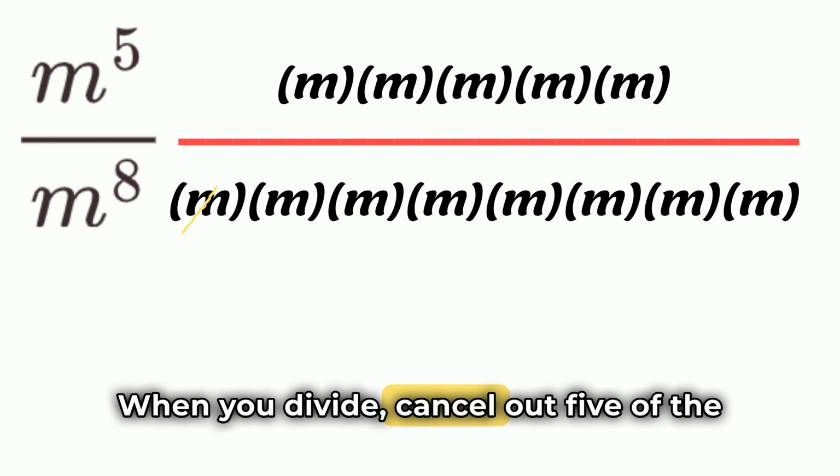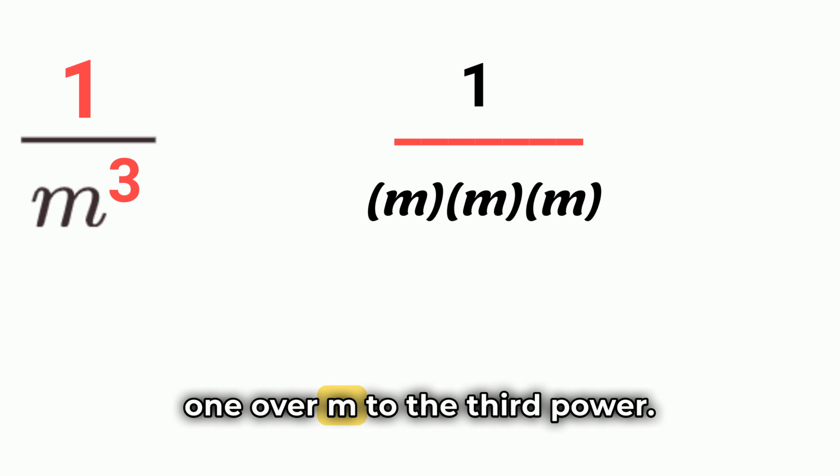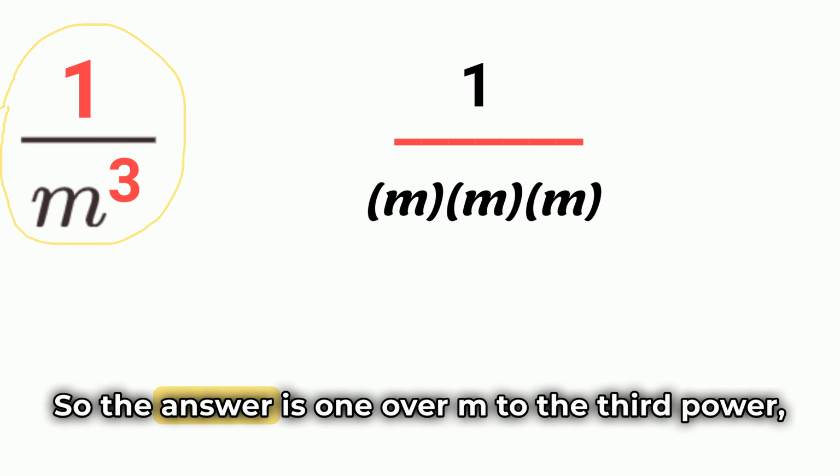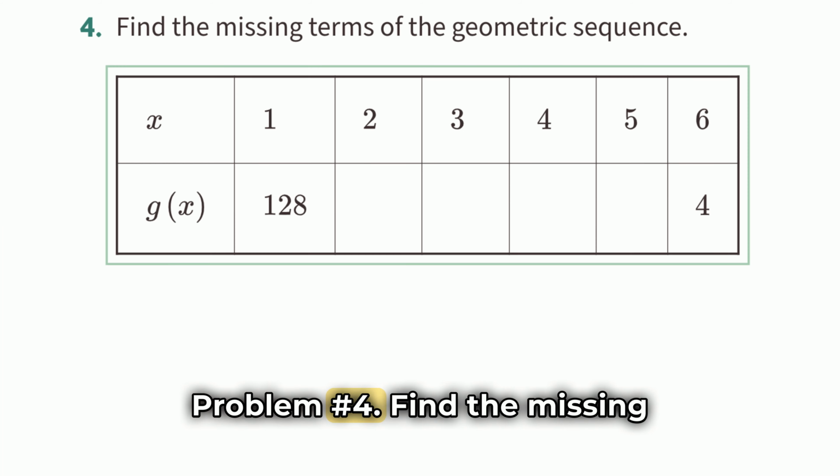When you divide, cancel out 5 of the m's from the top and bottom, which leaves 1 over m to the third power. So the answer is 1 over m to the third power, which means 1 over m multiplied by itself 3 times. Problem number 4.